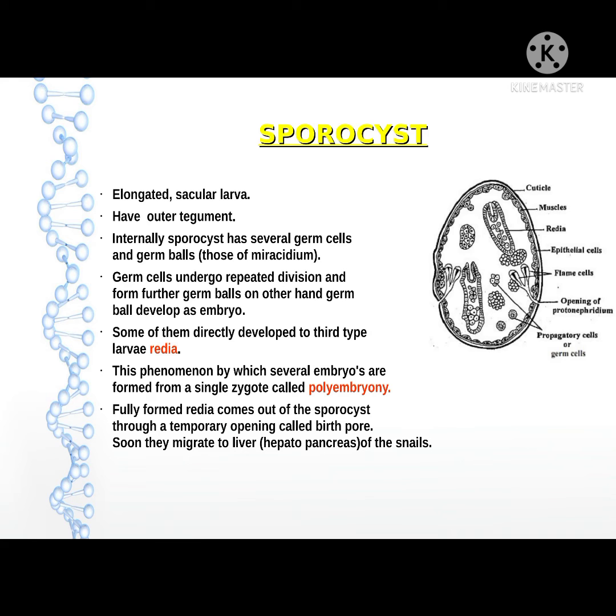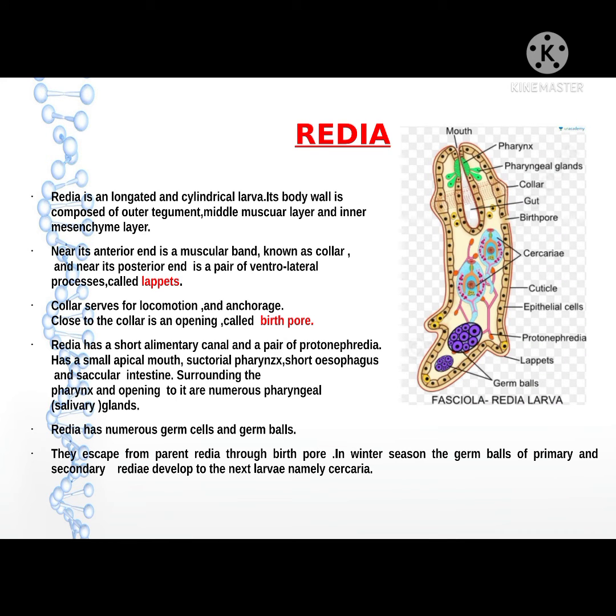Germ cells undergo repeated division and form further germ balls. On the other hand, germ balls develop as embryos. Some of them directly develop into the third type of larvae, rediae. This phenomenon by which several embryos are formed from a single zygote is called polyembryony. Fully formed rediae come out of the sporocyst through a temporary opening called the birth pore. Soon they migrate to the liver, the hepatopancreas of the snail.